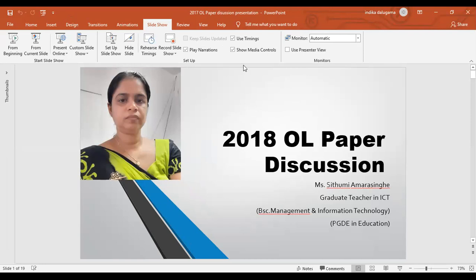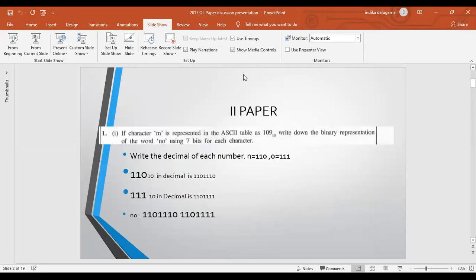2018 O-level paper. Let's start from the beginning. The first question. Second paper here. If character M is represented in the ASCII table 109, write down the binary representation of N and O, 7 bit for each character.